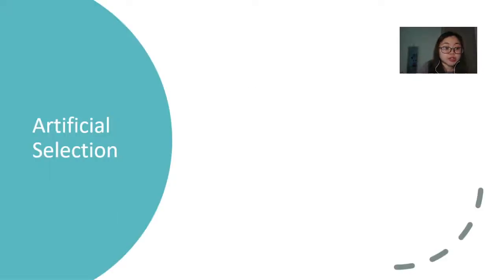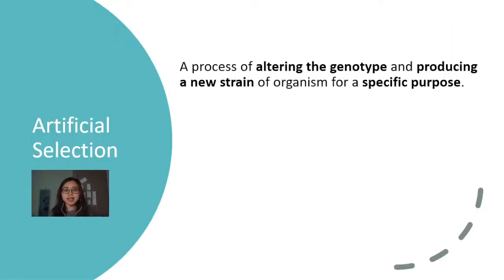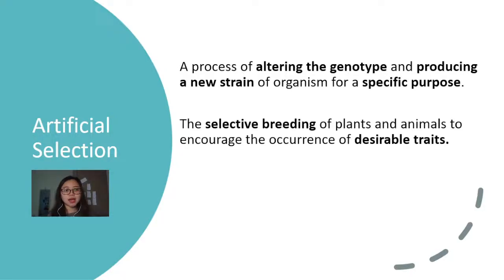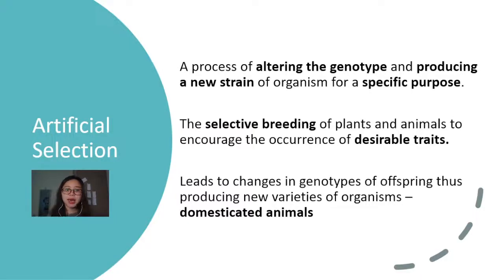So artificial selection? Of course, let's start by defining what is artificial selection. Artificial selection is a process of altering the genotype and producing a new strain of organism for a specific purpose. It is the selective breeding of plants and animals to encourage the occurrence of desirable traits, and this leads to changes in genotypes of offspring, thus producing new varieties of organisms, which is our domesticated animals.